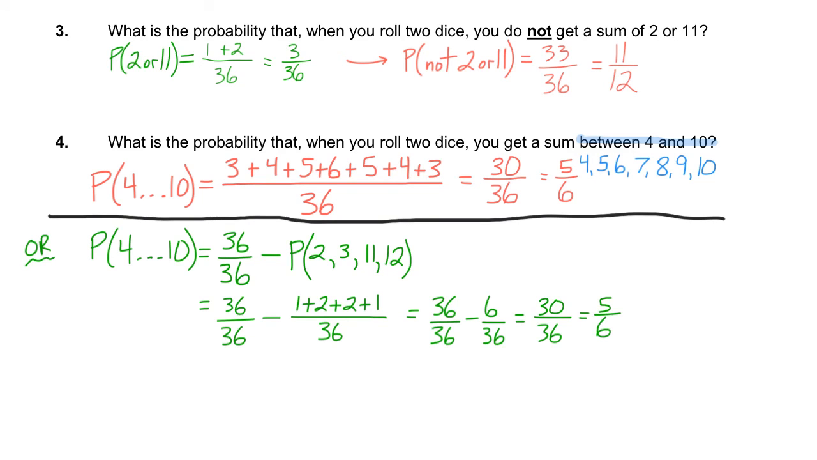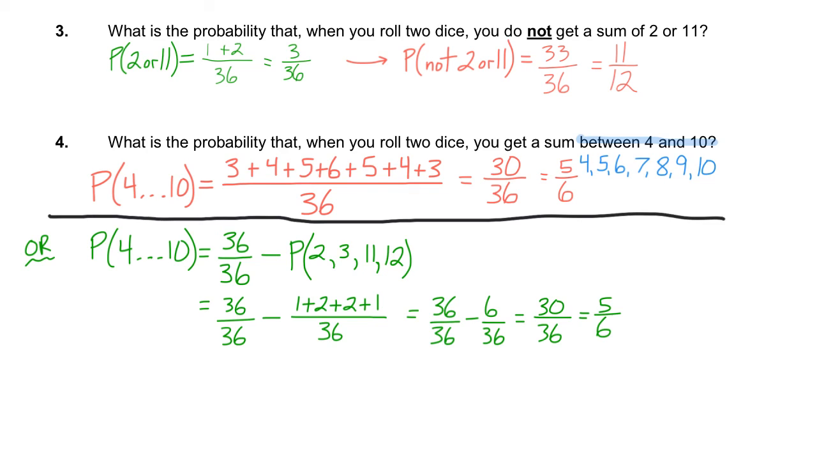So I'm showing you 2 different ways you can answer this problem. You can just do straightforward, the probability of getting a 4 all the way to 10, you just add up. There's 3 ways you can get a 4, 4 ways you can get a 5, 5 ways you can get a 6, 6 ways you can roll a 7, 5 ways you can roll an 8, 4 ways you can roll a 9, and 3 ways you can roll a 10. That adds up to 30 different outcomes that give you success out of the 36 possible outcomes, and that fraction reduces to 5 over 6. So that's the probability of rolling between a 4 and a 10.